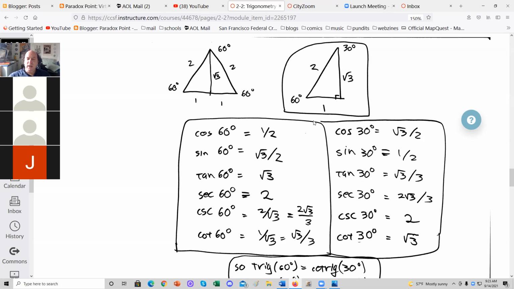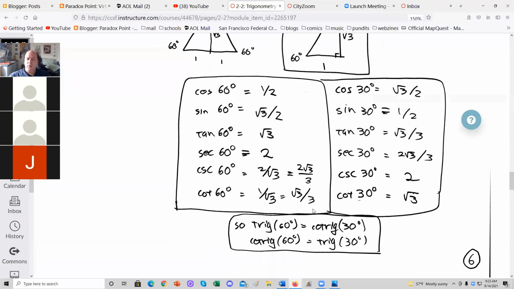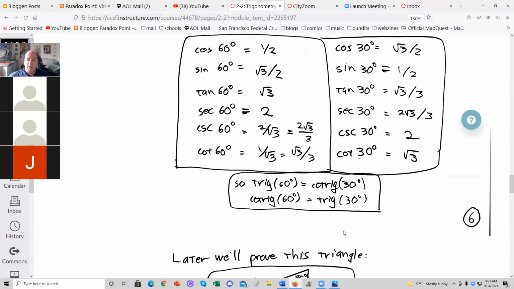Secant of 60 is hypotenuse over adjacent, therefore 2. And for 30 degrees, it's hypotenuse over opposite. Cosecant is 2. And cosecant of 60 degrees is hypotenuse over adjacent, 2 over root 3, which is 2 root 3 divided by 3, which is also similarly secant of 30 degrees. So trig of 60 degrees equals cotrig of 30. Cotrig of 60 degrees equals trig of 30.